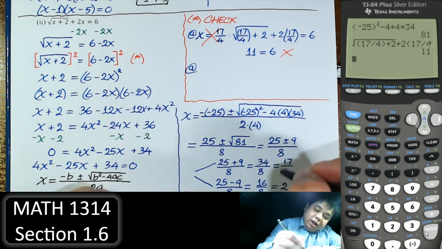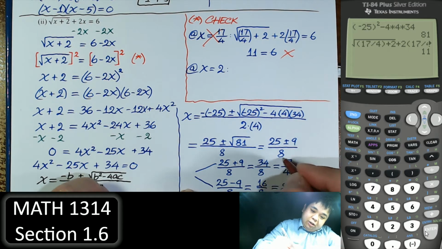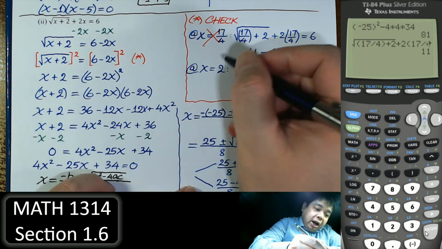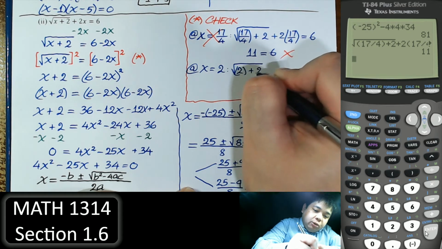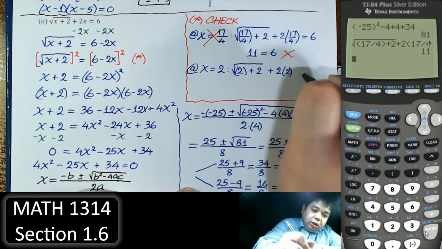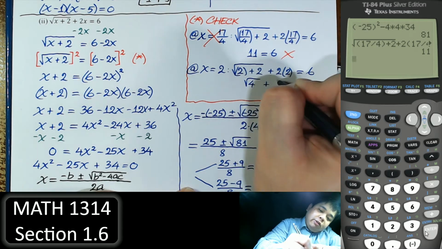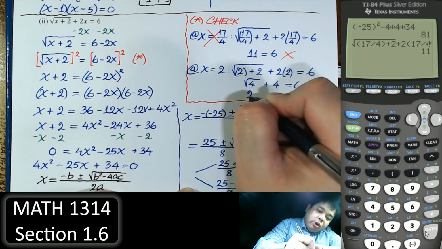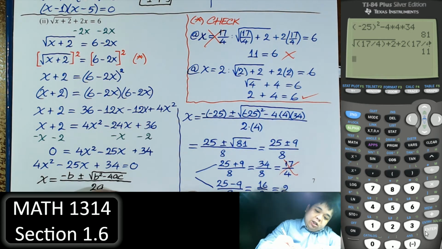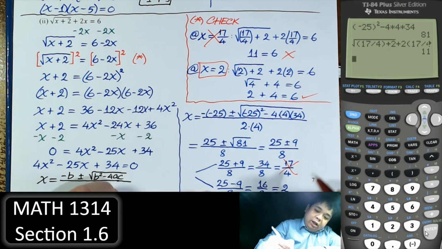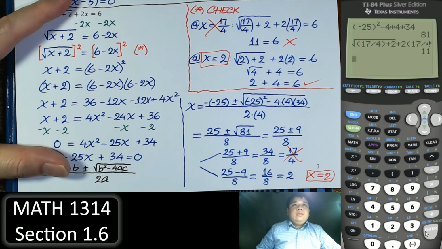Next, we test for x equal to 2. So the other one is not good. We have 2 plus 2. Put 2 in for x, and here we have the square root of 4 plus 4 equal to 6. The square root of 4 is 2. So that checks. So x equal to 2 is the solution. Right.